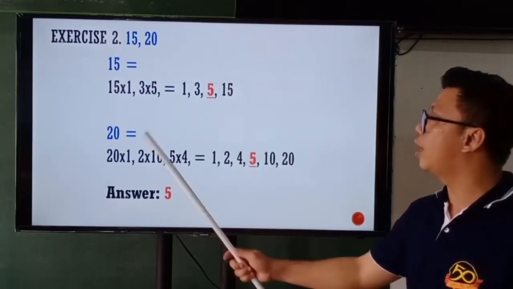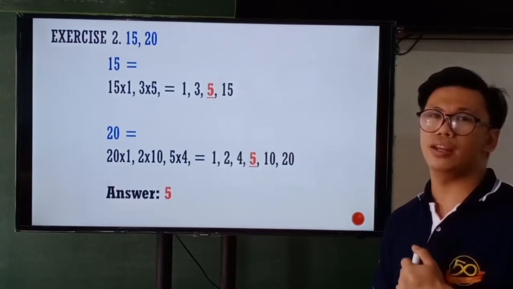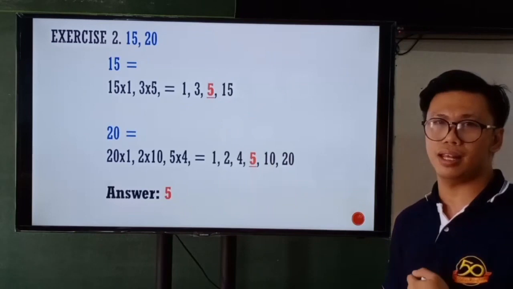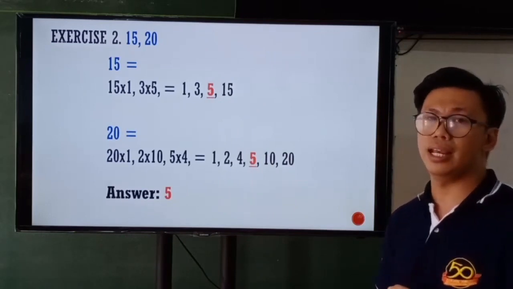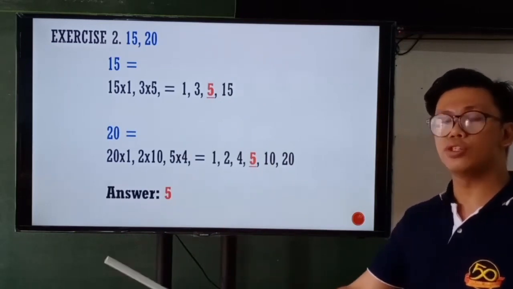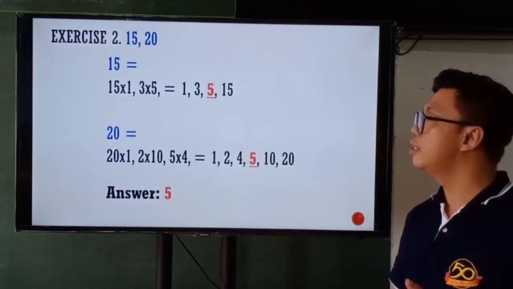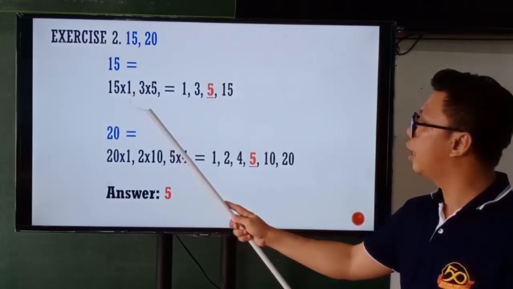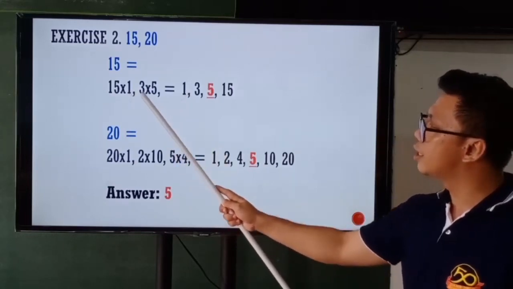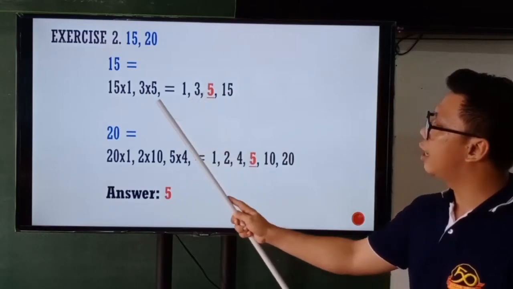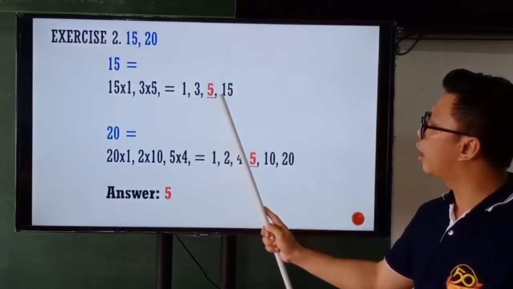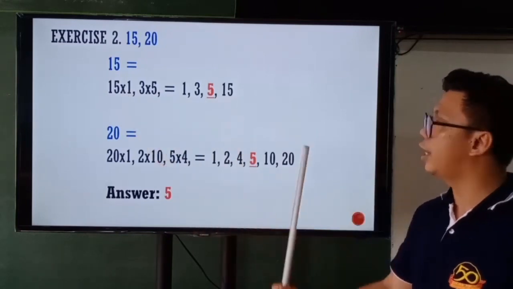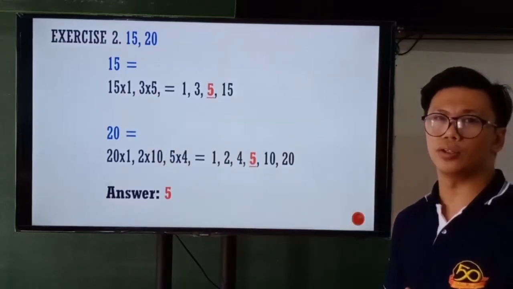After writing the factor, what's next? Very good. We will write or list the numbers in ascending. What is ascending? That is writing a number from smallest to largest. Okay, so let's start. What is the smallest number? Very good. 1. So we will write first 1. What's next? 3. We will write 3. Then next is 5. We will write 5. And then the last number is 15. So we will write 15. So that is the factor of 15.